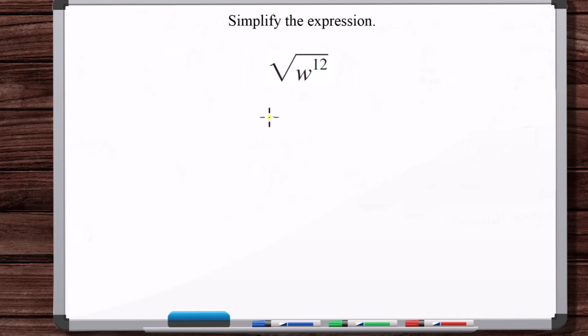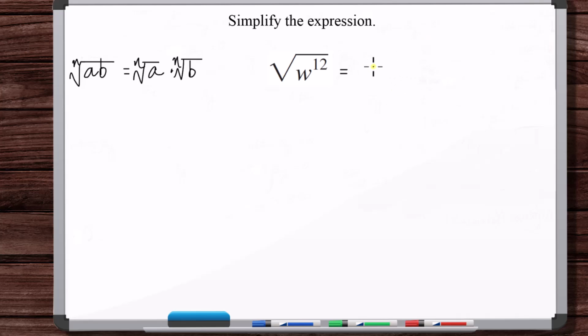Okay, so here we're going to simplify this using the product property of radicals. If you have the nth root of a times b, we know that that's equal to the nth root of a times the nth root of b. We don't have to write all this out every time, but this just gives you a sense of what we're doing here.